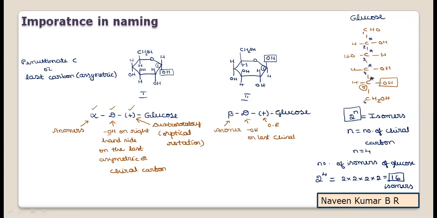Hope this is clear. With the naming, we tried to learn how to calculate the number of isomers possible for a given monosaccharide, taking glucose as the example. For glucose, 16 different isomers are possible, by changing the position of the respective groups bonded to the carbon; all are structural isomers.